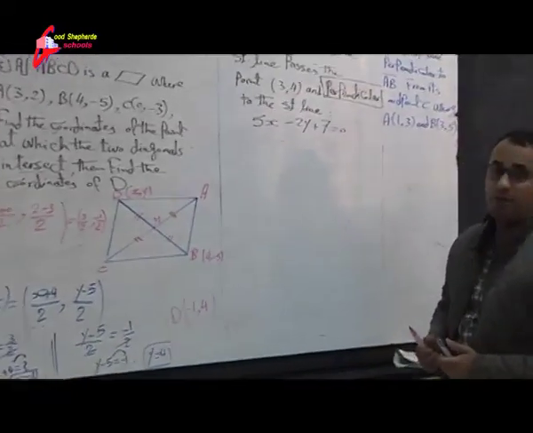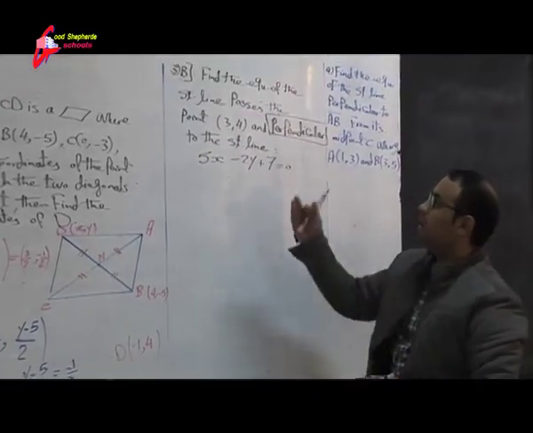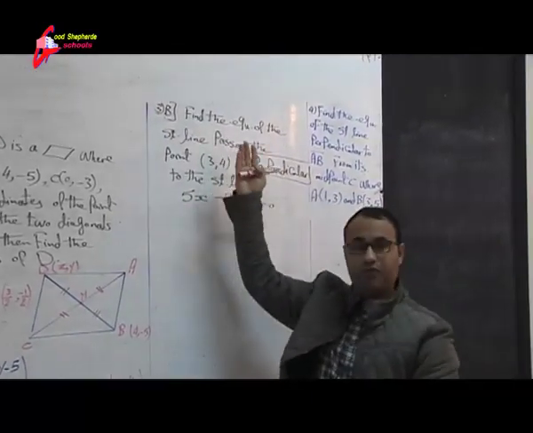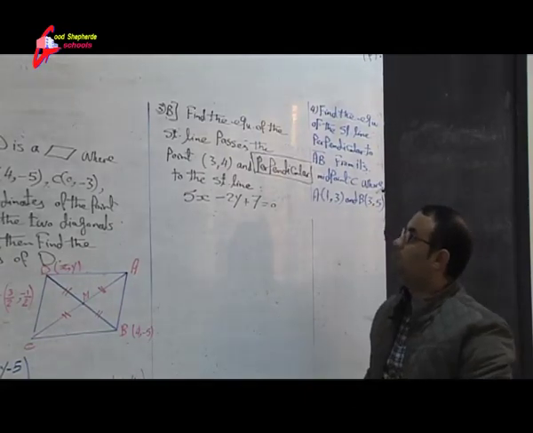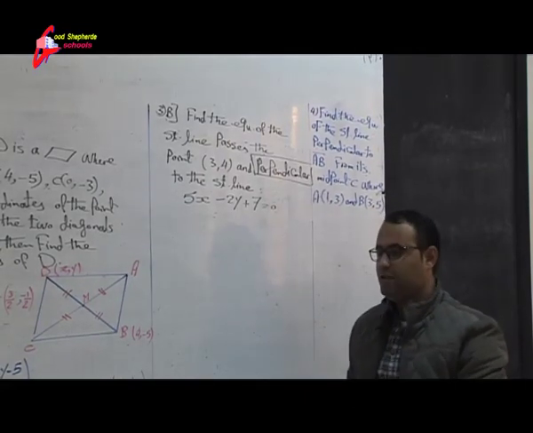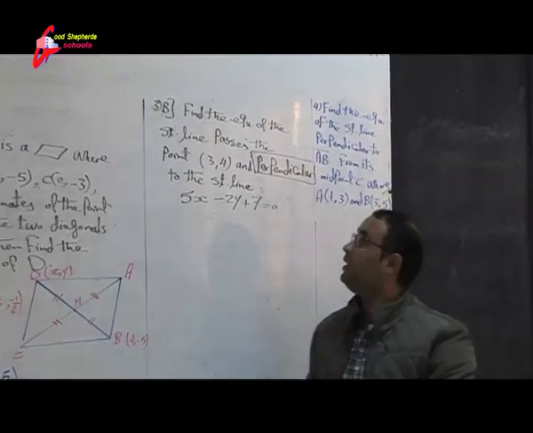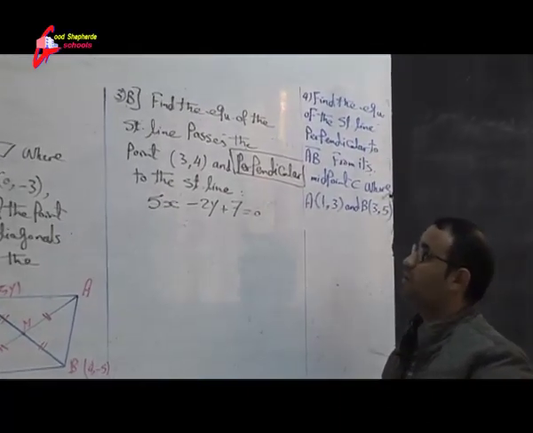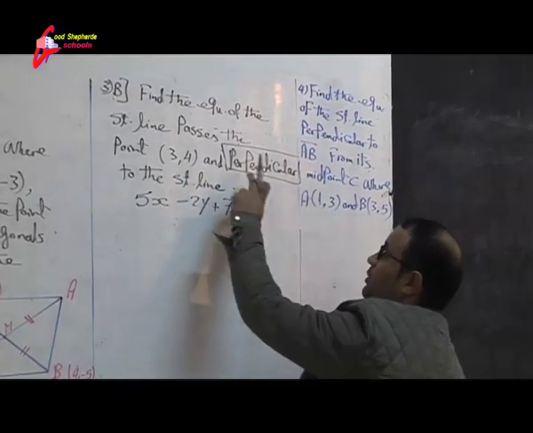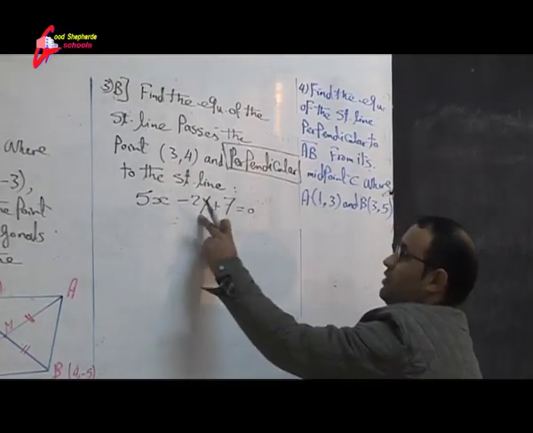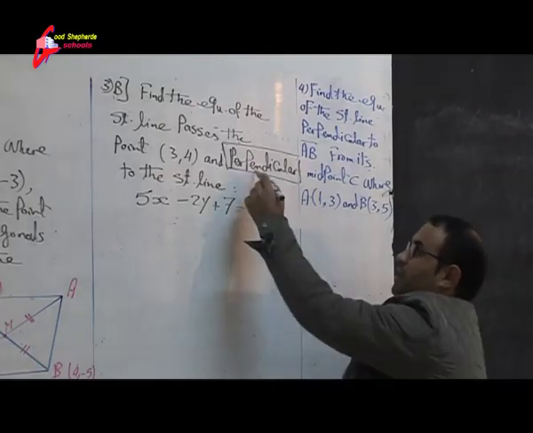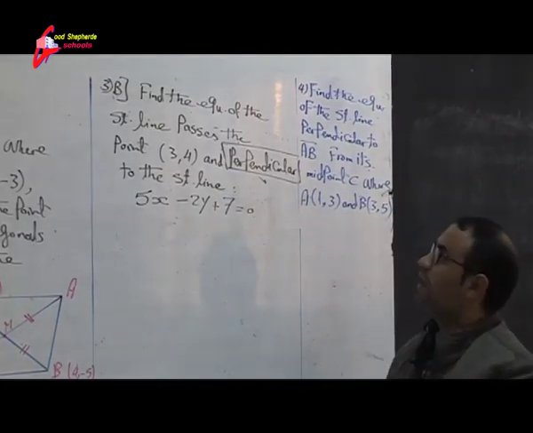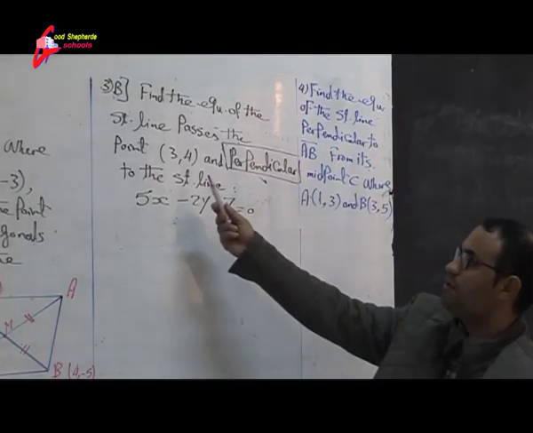3b, find the equation of the straight line. This kind of operation is very important. It's VIP, this is guaranteed in your exam. Find the equation of the straight line that passes through the points 3 and 4 and is perpendicular to the straight line 5x minus 2y plus 7 equals 0. He said perpendicular. Take care of this operation. Find the equation of the straight line that passes through this point.